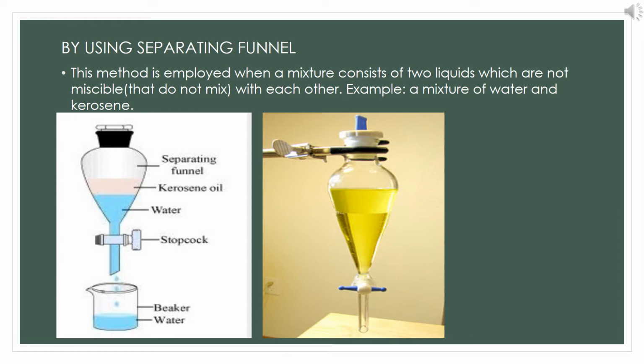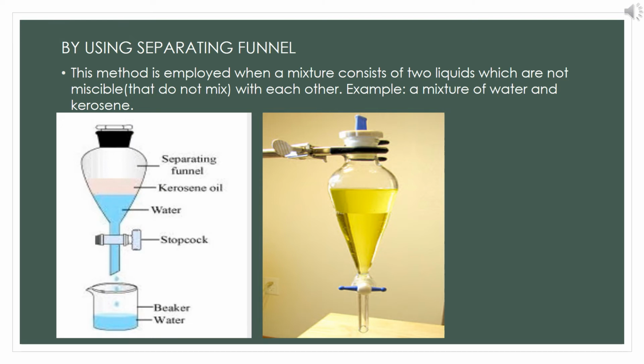The next method of separation is by using a separating funnel. As you can see in the picture, it is a glass funnel. At the bottom it has a stop cork. This stop cork acts like a tap. It helps in the flow of a liquid, and when you close it, the flow stops. This method is used when a mixture consists of two liquids which are not miscible, that is, when they do not mix with each other. For example, a mixture of water and kerosene oil. So these sort of immiscible liquids are separated using a separating funnel.